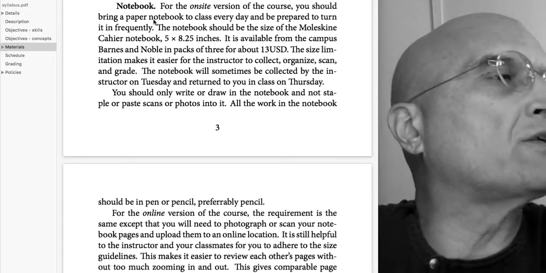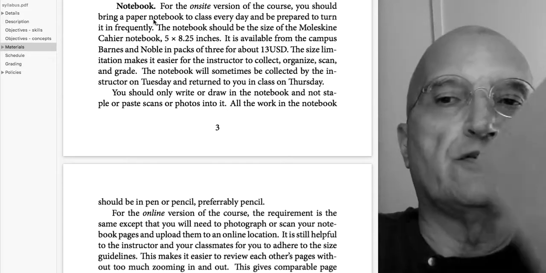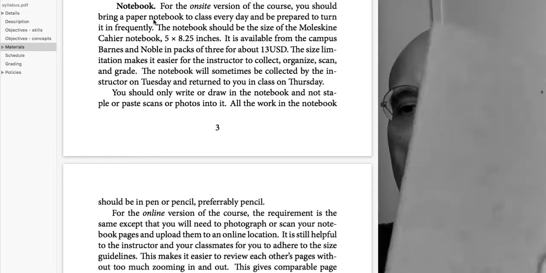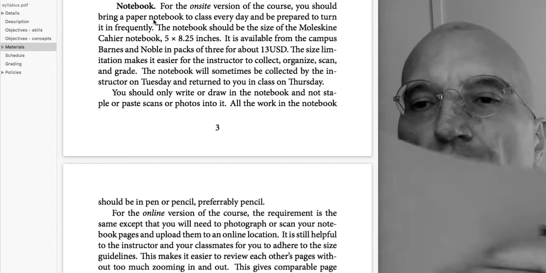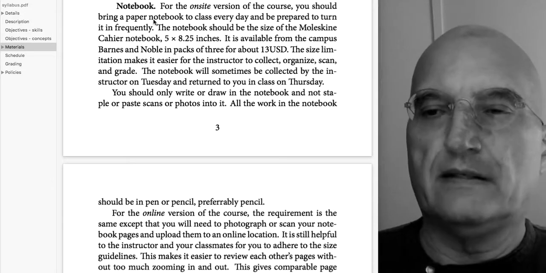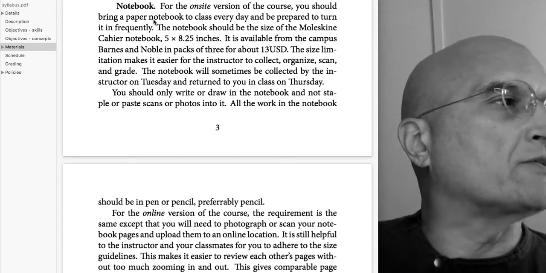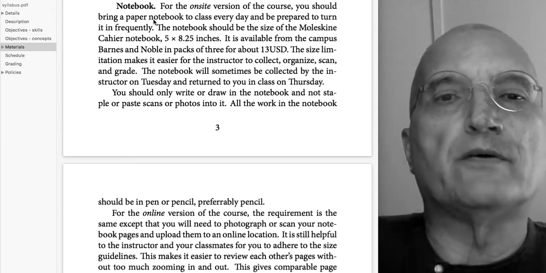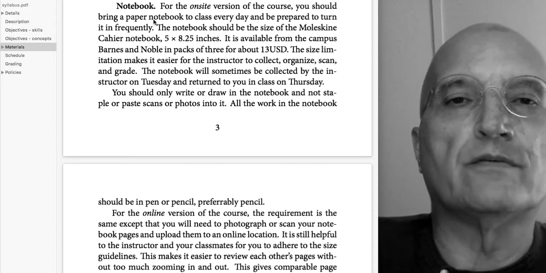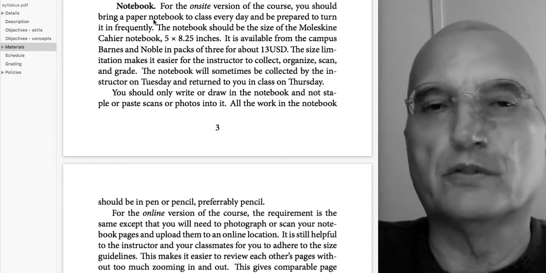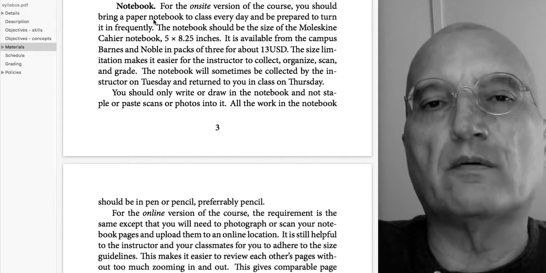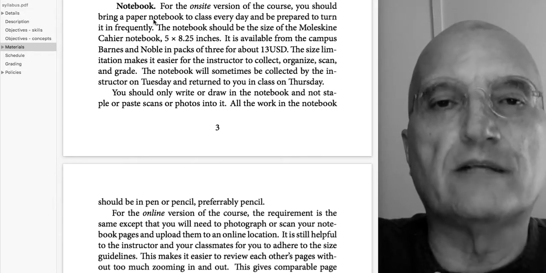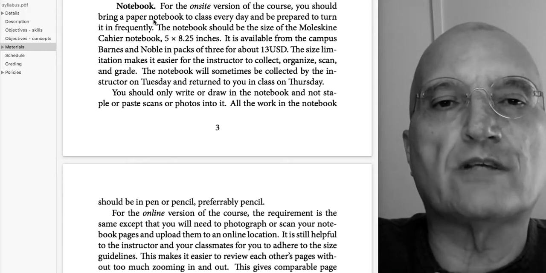The notebook should be the size of this notebook. This is called a Moleskine Cahier notebook. In the on-site version, I want it to be this size, which is 5 by 8.25, simply because it makes it easier to collect it and grade it and so on. But there is also another reason for me to want you to use a notebook of that size. So even though I won't actually see your notebook in the online version of the course, I'd still like you to observe roughly that size.